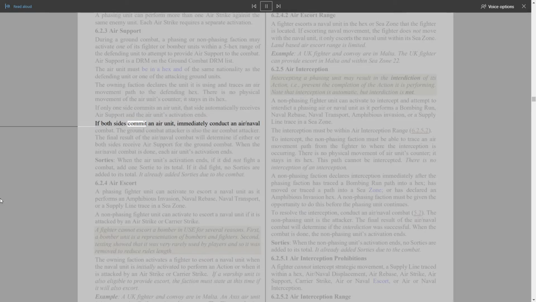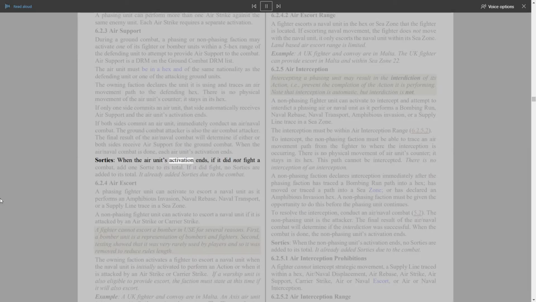If both sides commit an air unit, immediately conduct an air-naval combat. The ground combat attacker is also the air combat attacker. The final result of the air-naval combat will determine if either or both sides receive air support for the ground combat. When the air-naval combat is done, each air unit's activation ends. Sorties.